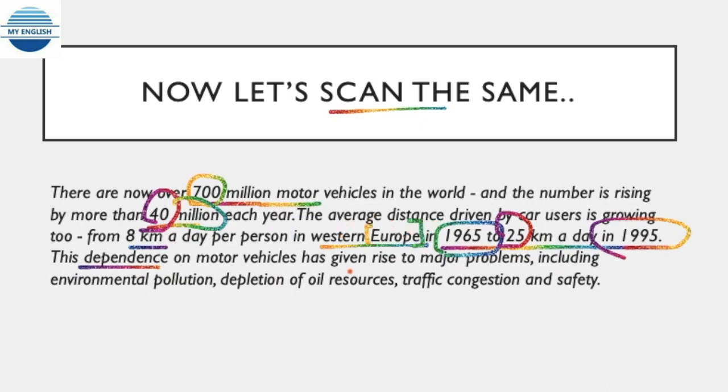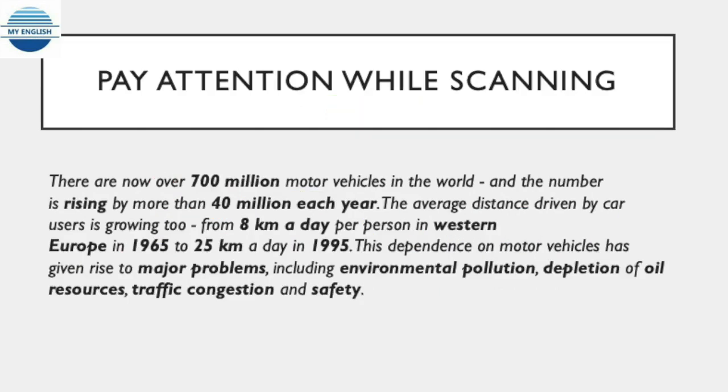I'm going to just square bracket it. And dependence I'm going to underline because it is a trend. Growing is a trend. Rising is a trend. Given is a trend. So these are the words that we have scanned. So if you have a question based on how many, you can look for the numbers. If it is where, then it is definitely Europe.